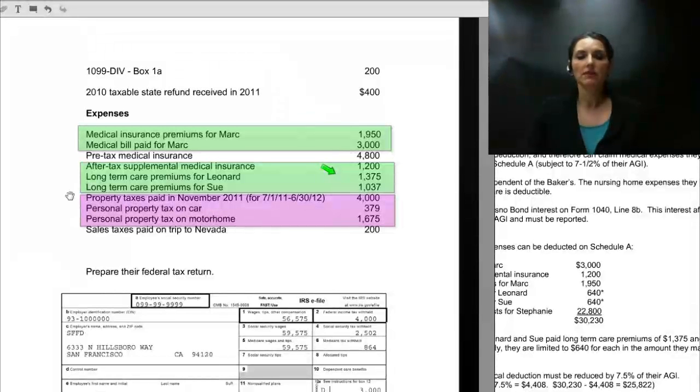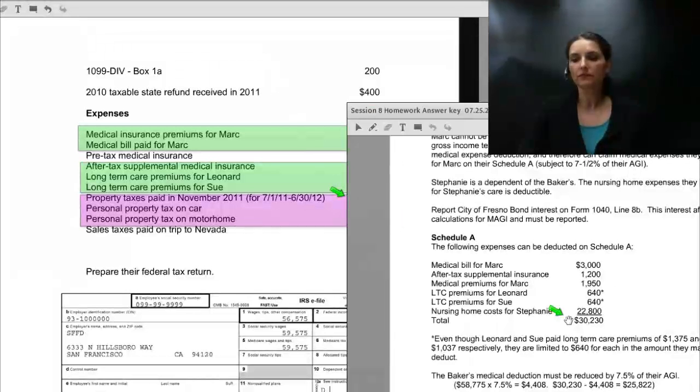Then we move over to property taxes paid in November for the period of time 7/1/11 through 6/30/12. Those are deductible, and so I've highlighted those as a yes. And then the personal property tax on the car is deductible, as well as the personal property tax paid on the motorhome. So when we look through and add up all of the medical expenses that we have for the Bakers, we end up with a deductible medical expense of $30,230.